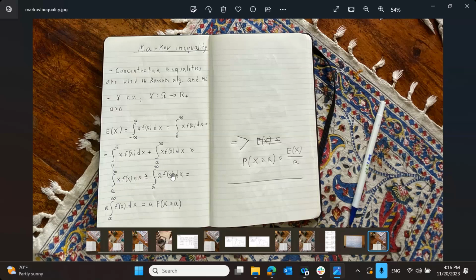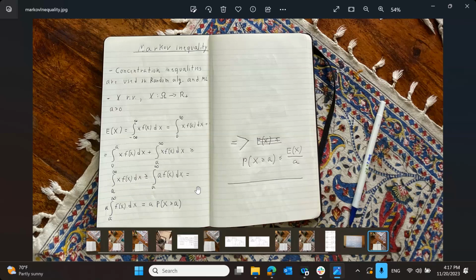Now another way of seeing that is just to look at a times f of x and x times f of x. These are two functions, and x times f of x is always bigger than a times f of x in the range from a to infinity. And therefore the integrals are like that, because if you have two functions, one bigger than the other, then the integral will also be bigger. So that's another way of seeing that. Other questions or comments?